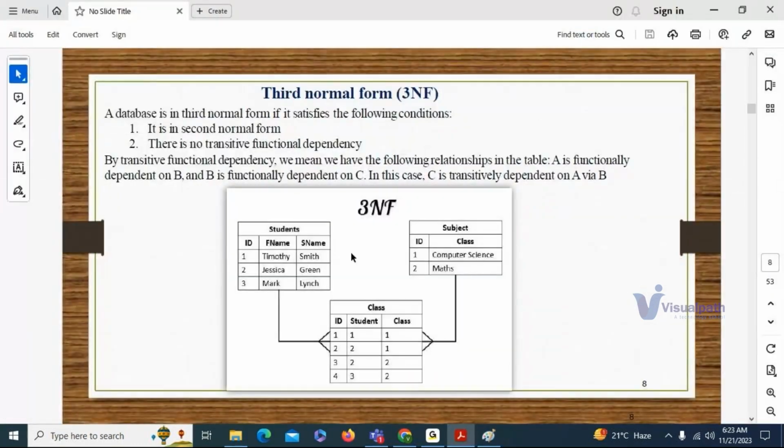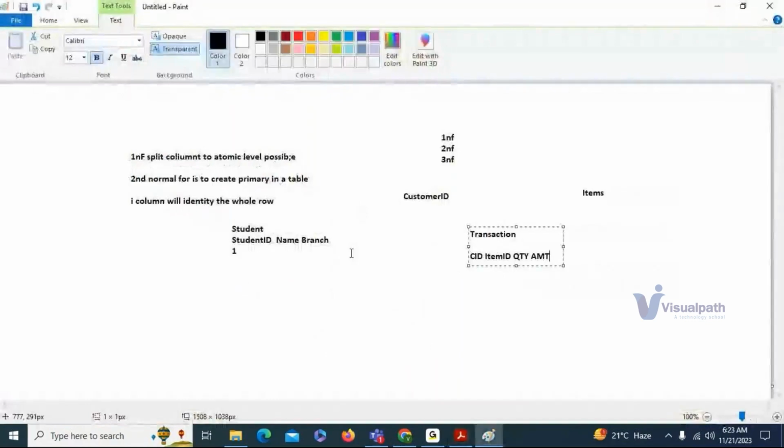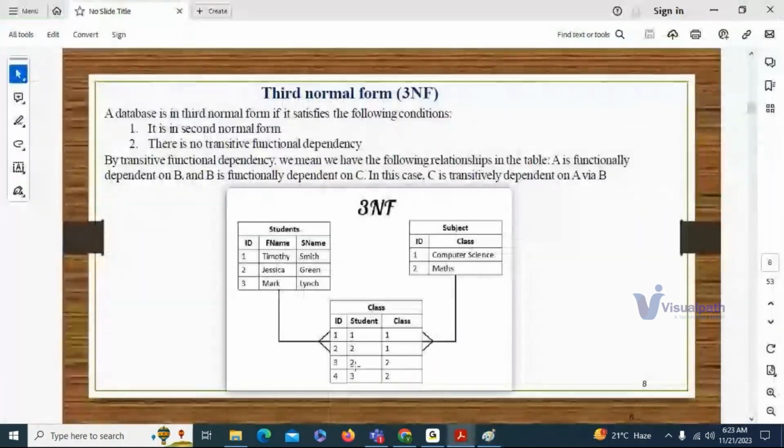In the case of third normal form, you need to create a kind of bridge table rather than having a transitive dependency. For students and the subjects, you need to create a class. So you need to have a bridge table, because this student table will have a transitive dependency on the subject.